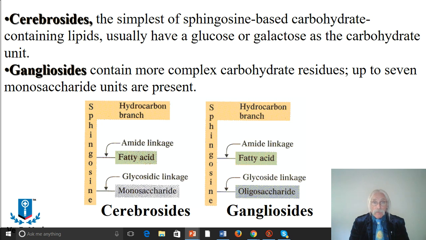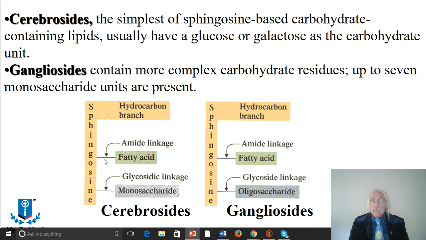All right, so take a look down here. You can see that sphingosine is now your base here. So these are going to be sphingosine-associated lipids, not glycerol. So sphingosine takes the place of glycerol in sphingolipids. And we'll talk a little bit about how you make sphingosine because it's an interesting biosynthetic pathway. At any rate, in cerebrosides, you see you've got this monosaccharide glycosidic linkage there.